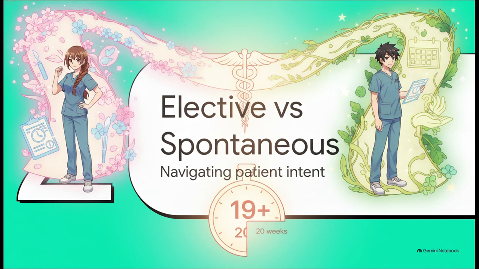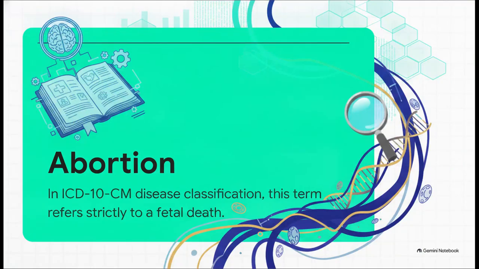Moving right along to Section 2, elective versus spontaneous care. Here's where we navigate intent in medical documentation. Before we split our path, it is super important to wrap our heads around a specific nuance of the manual's language. When you're looking at the disease classification chapters of ICD-10-CM, the term abortion strictly refers to a fetal death. This specific terminology is deeply, deeply embedded in the logic of the code set, and grasping that is going to help you correctly categorize whatever subsequent events are documented in that chart.